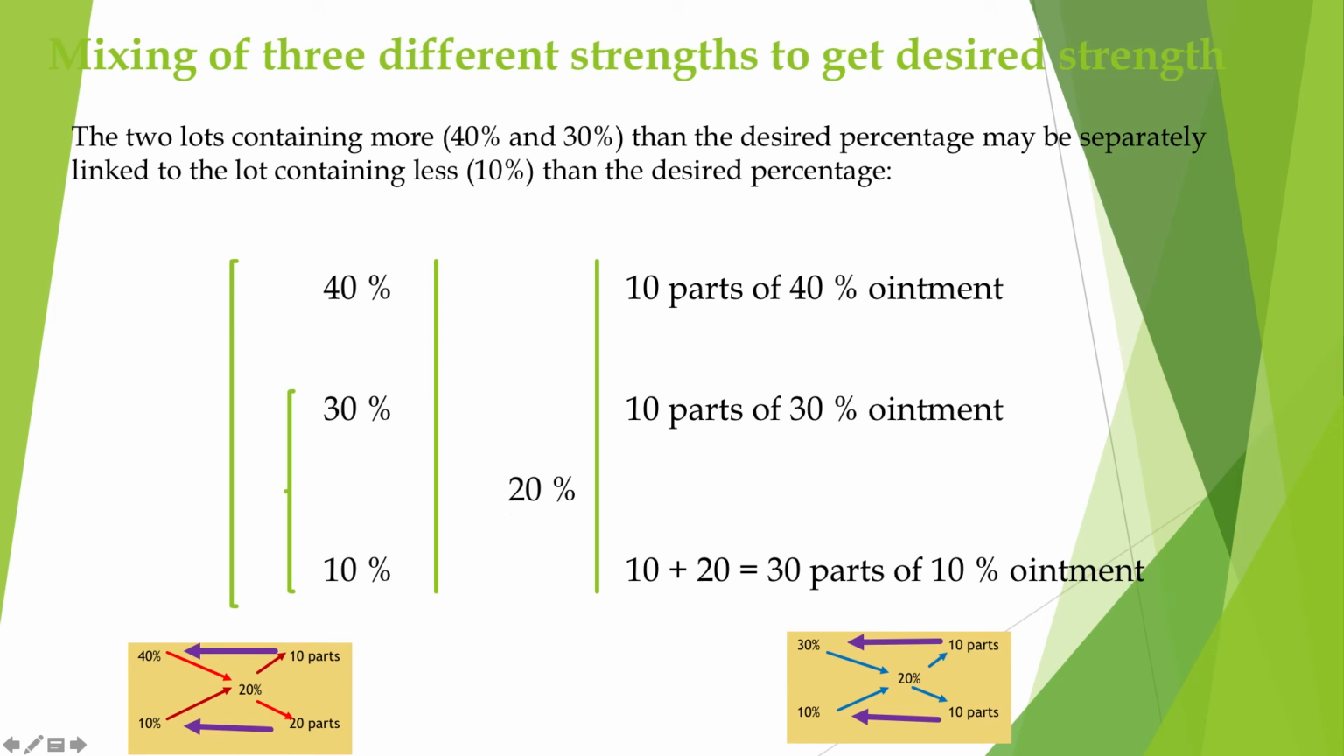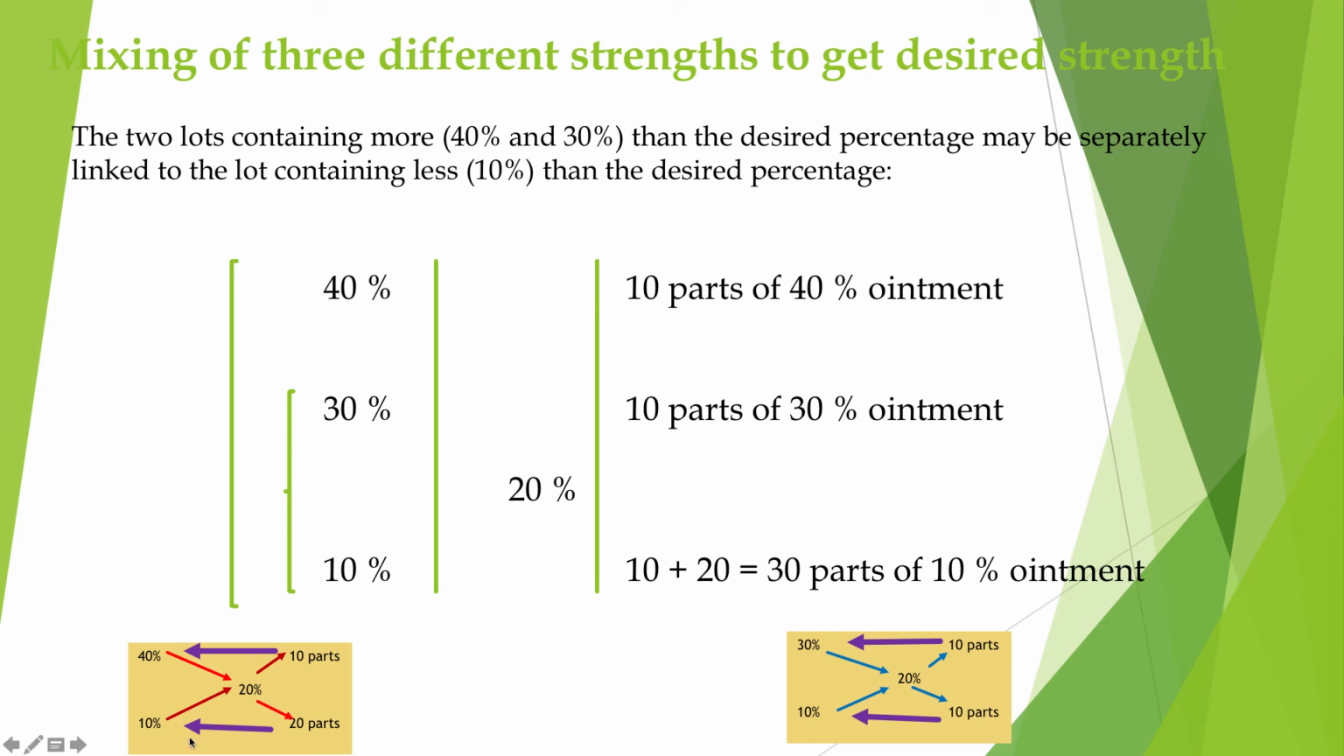Hence we can have two kinds of sets. One set with the higher strength, that is 40%, with the lowest strength, that is 10%. The other set we can have is one with strength more than desired, that is 30%, and the lowest strength, 10%. So these 2 sets are mentioned in this yellow box.